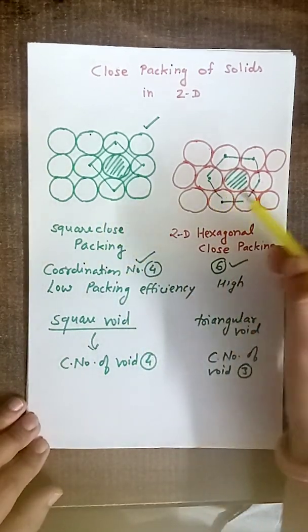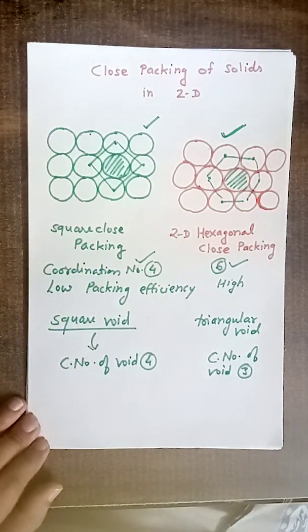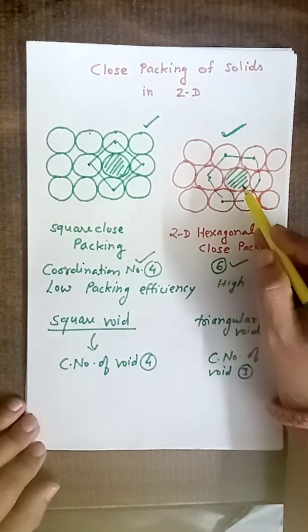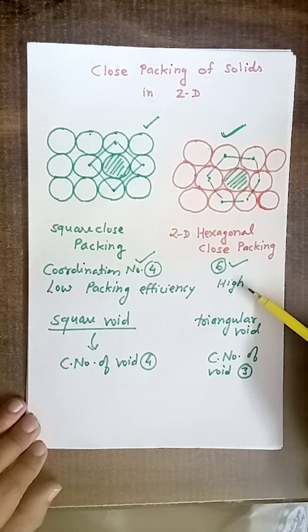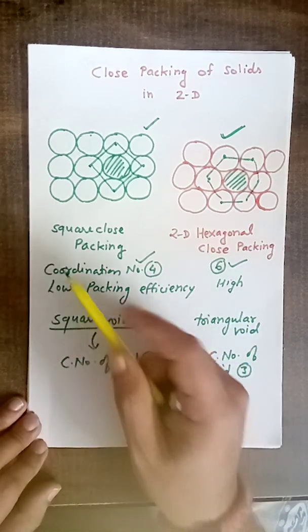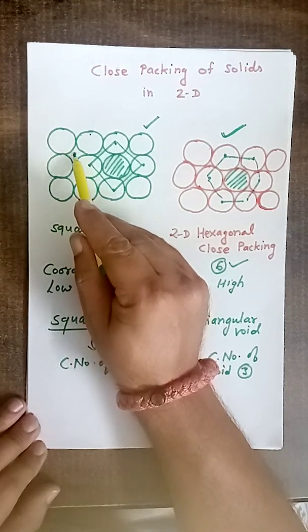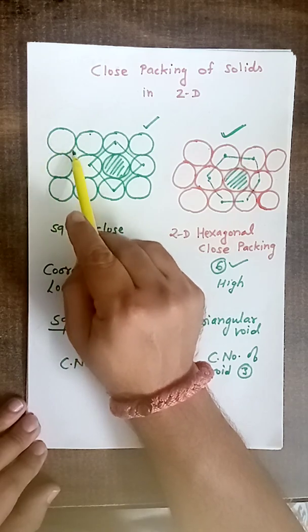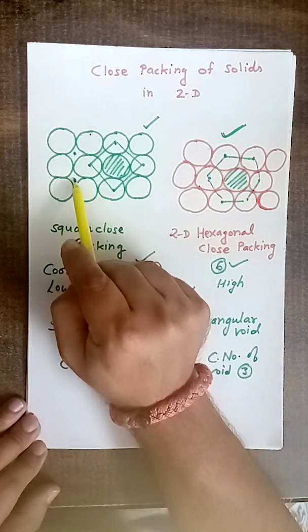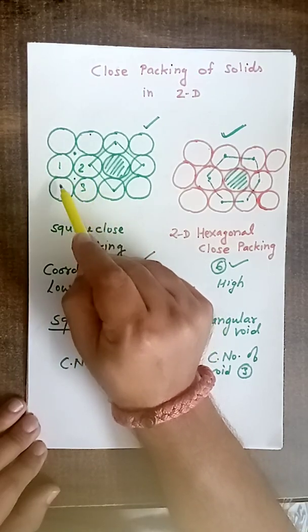Now out of these two, this is the more stable packing. The reason is, one, its coordination number is high, so each particle is bonded with more other particles, and second, its packing efficiency is also high. If you want to compare packing efficiency, you can see this void. This void is surrounded by 4 particles, and this is also known as the coordination number of the void. So here the coordination number of the void is 4. You can see this void also, its coordination number is 4. It is surrounded by a total of 4 particles, 1, 2, 3 and 4.